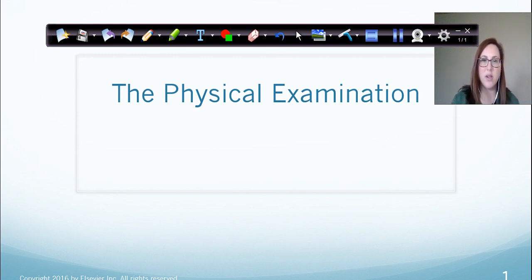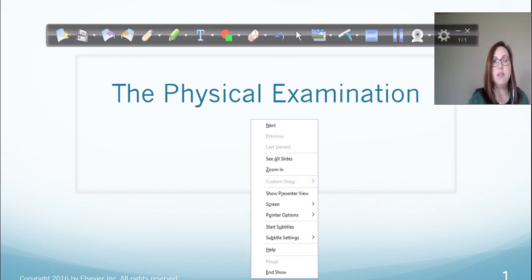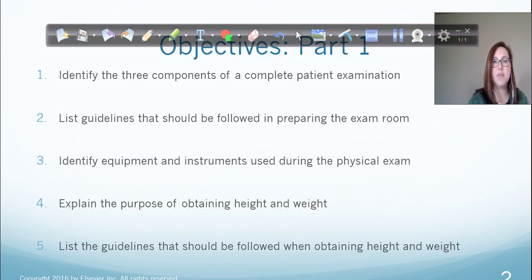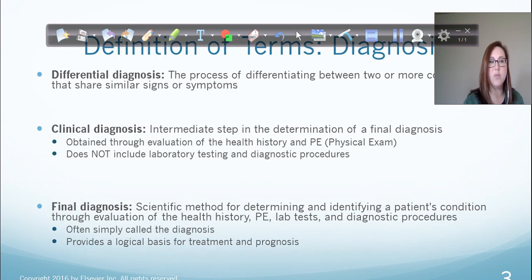Hi everyone, we're gonna go through our lecture on the physical exam. This is chapter 20 in your book. We're just gonna follow along with the PowerPoint like we have been for our discussions. So our objectives, we're just gonna skip over that.